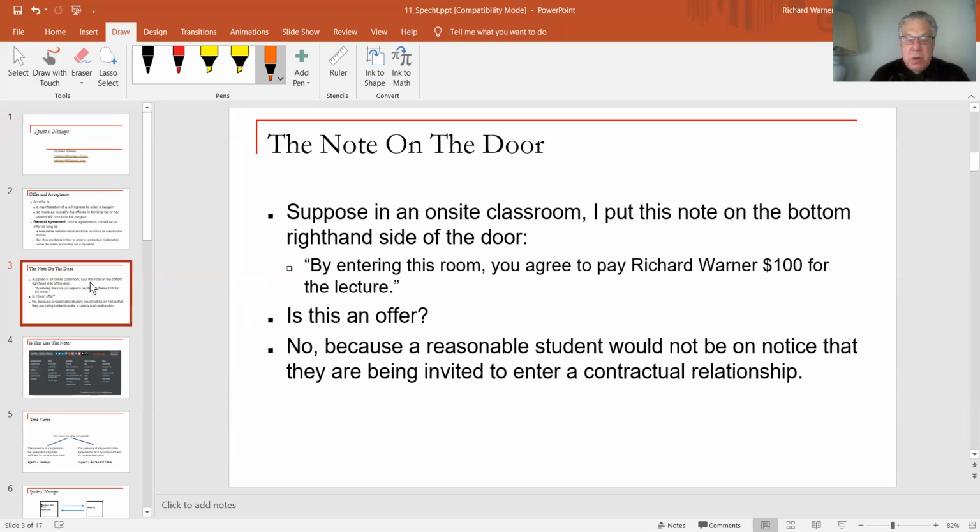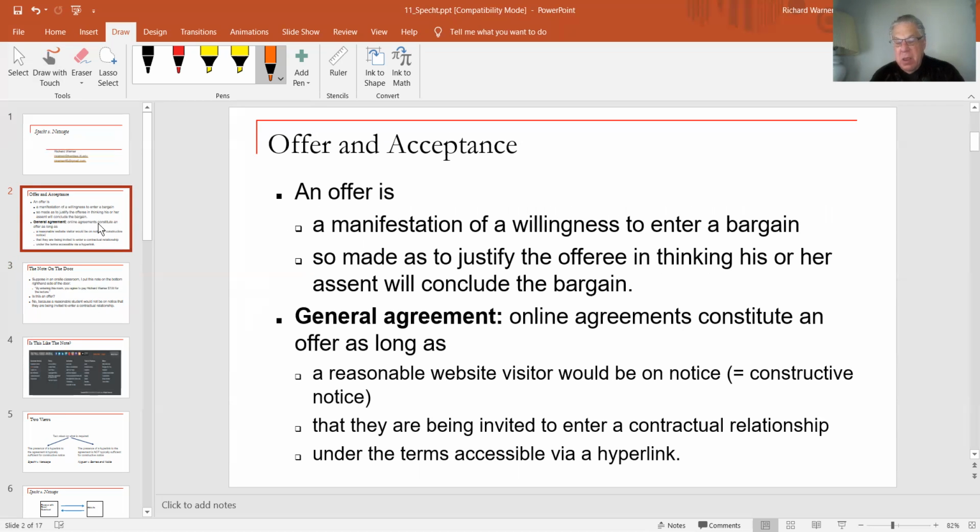Well, let's go back to our requirement. We don't have a reasonable website visitor in this case, but we have the reasonable student entering the room. And would a reasonable student entering the room think, or on reflection think, gee, there's probably a note on the lower right-hand side of the door that has a charge for the lecture? And once you ask the question, of course, the answer is obvious. No, students don't think that, right? There never are notes on the bottom right-hand side of the door or anywhere that say how much the lecture costs. Nobody would expect that, and that can't be an offer.